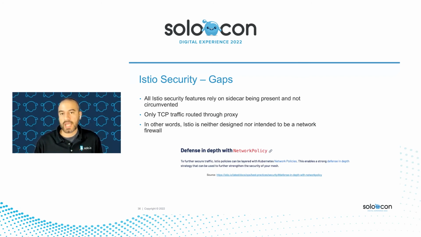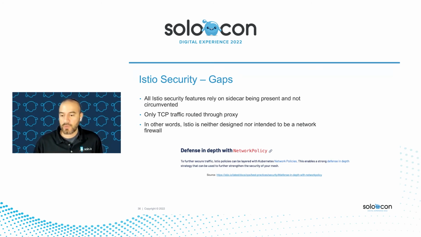But there are a few gaps in what Istio provides as a security mechanism. All of it relies on sidecars being present. So if the sidecar proxy can be circumvented, it can't enforce any of the security features. And also only TCP traffic is routed through the proxy, so anything UDP based is not part of this flow. Ultimately, Istio is not a network firewall, and it never was intended to be.